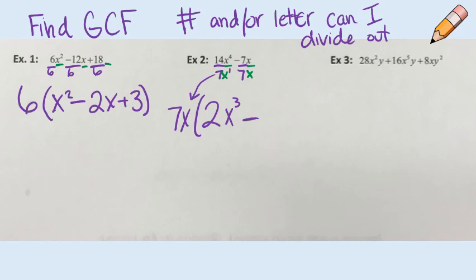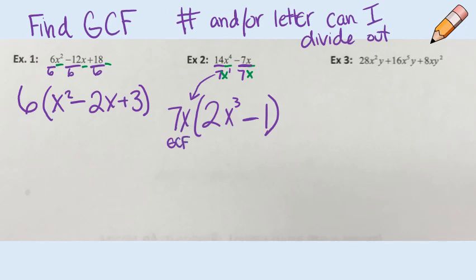Bring down my sign. 7 divided by 7 is 1. x divided by itself is also 1. So I have to have a value there. Anything divided by itself is 1. My GCF that I factored out was 7x.